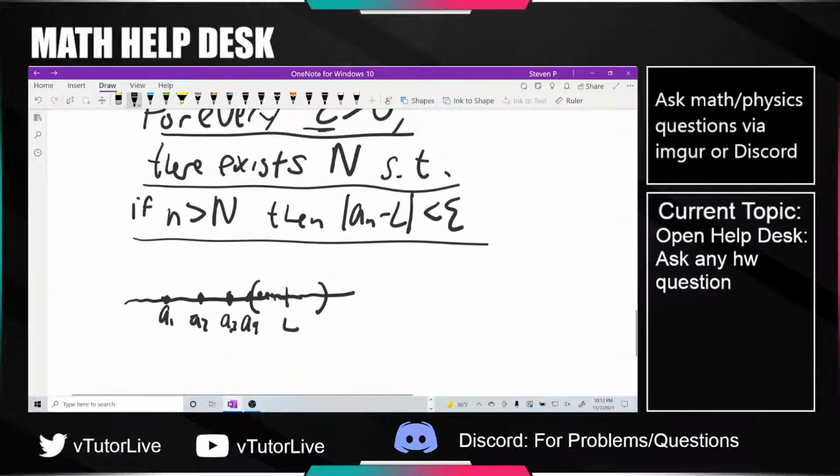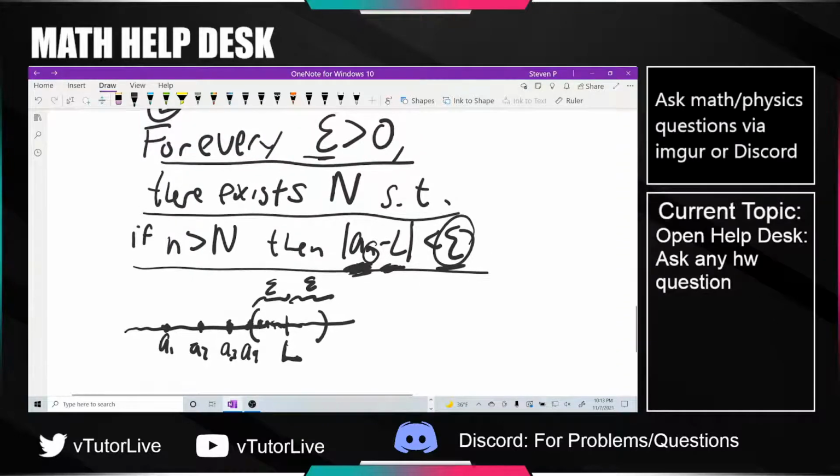So you can kind of see where this comes from in this inequality. An minus L being less than epsilon is essentially saying An is within epsilon of L, right? So this is basically saying if this is an epsilon and this is an epsilon, all of the little ANs are going to be within this interval. Do you see that? Oh yeah, that makes sense.